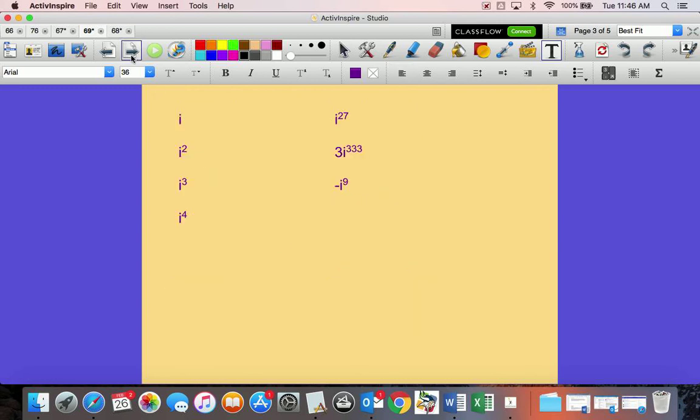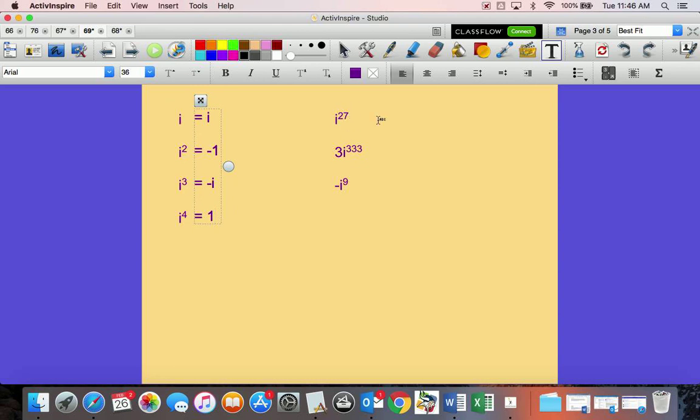All right. Now remember, the i here doesn't change, so that is going to stay equal to i. As we said on the last problem, i squared would equal a negative 1. i cubed would be a negative i. And i to the fourth would equal a positive 1.